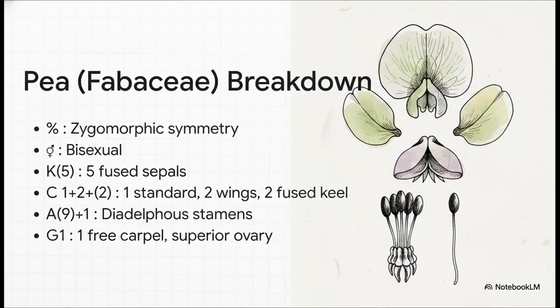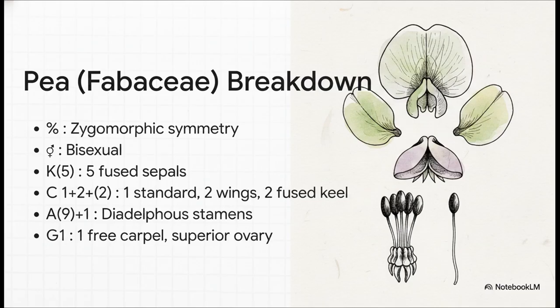Now for an all-time exam favorite, the pea flower from the Fabaceae family. It starts with that percentage sign, so it's zygomorphic. Check out the corolla. See, 1 plus 2 plus 2 in brackets. That's the classic butterfly-like shape. It means one big free standard petal, two free side wings, and two fused inner petals forming a keel.